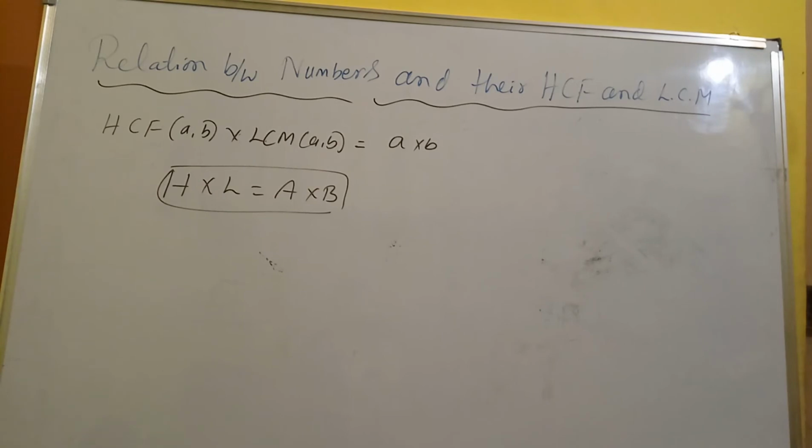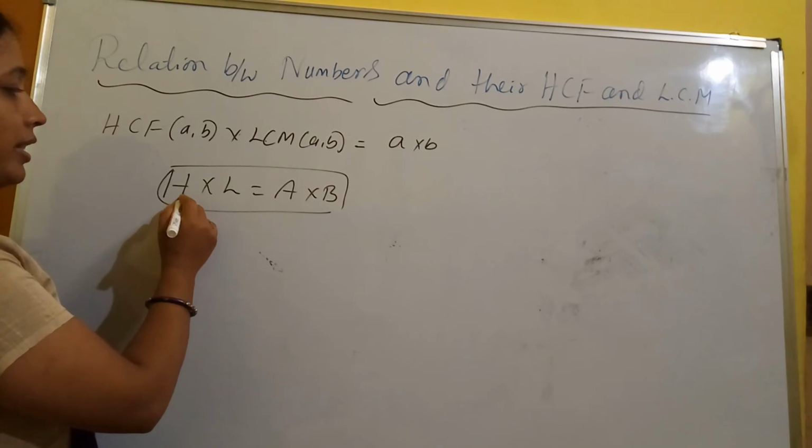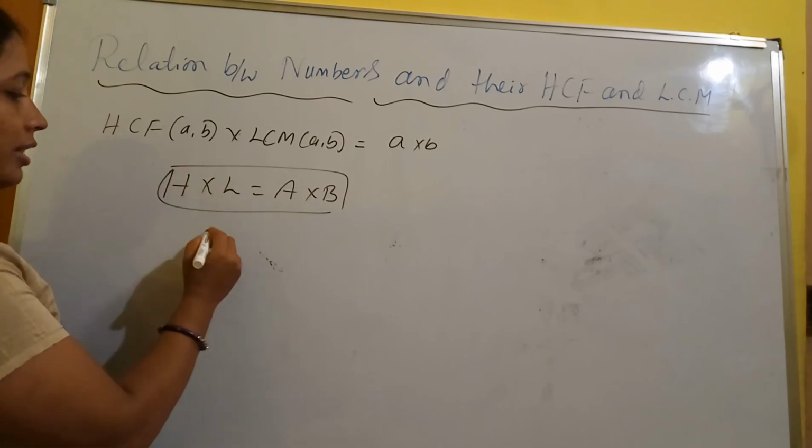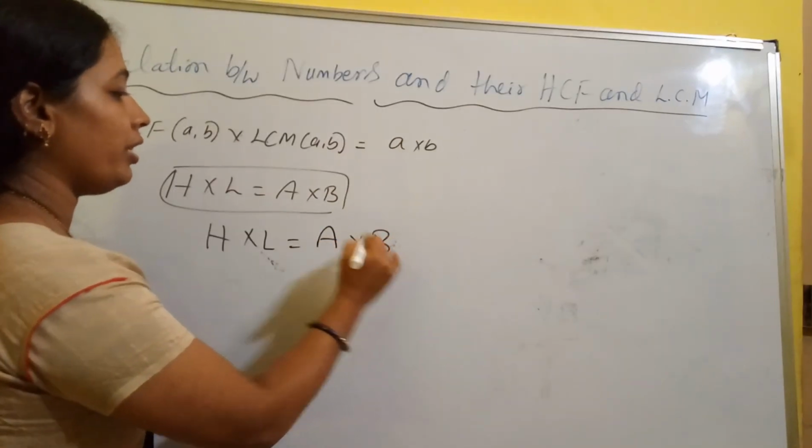For any two positive integers a and b, the relation between these numbers and their HCF and LCM is given by: HCF of the two numbers into LCM of the two numbers is always equal to the product of the numbers. Here H means HCF, L means LCM. HCF into LCM is equal to the product of the numbers.